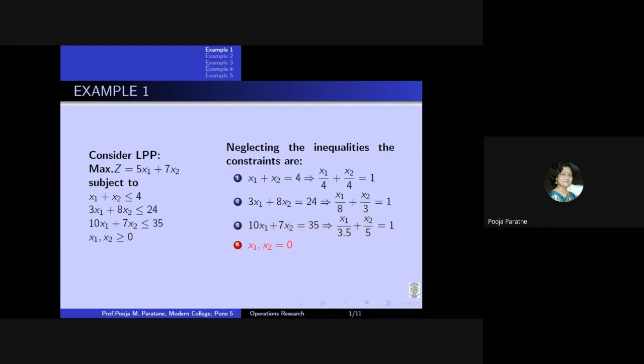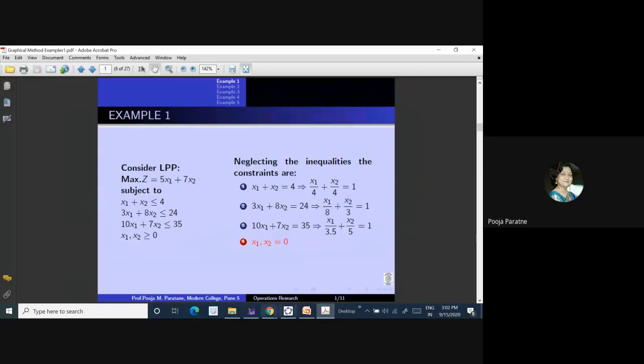Then these are the positivity constraints. Again, I have neglected the inequality here and written it as equal to 0. So when I write x1, x2 equal to 0, then it must be in the first quadrant. Okay, so now we will solve this with the help of this software, GeoGebra.